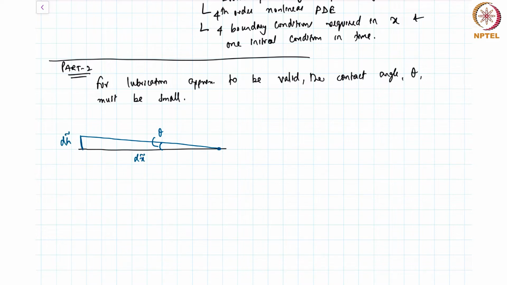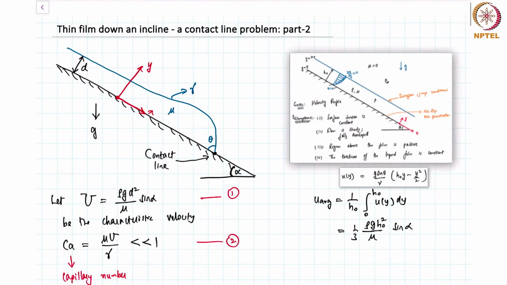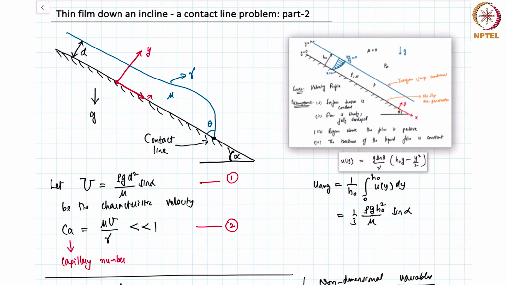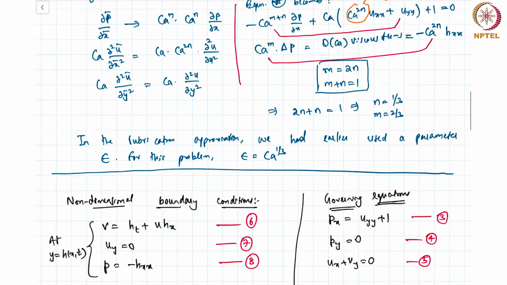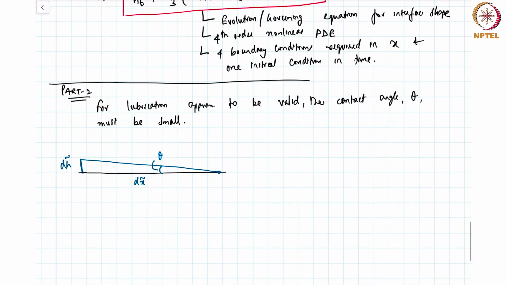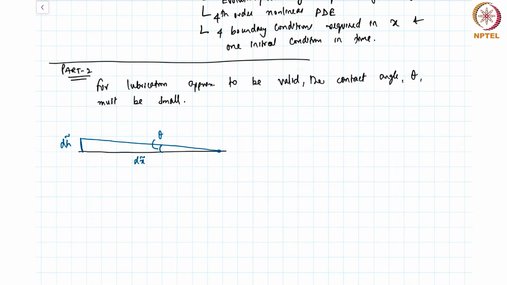So let's say dimensionally, this is how the thin film looks. If I take a small variation in x, then the change in the height would be given by dh. So in other words, this figure that we have drawn here is clearly not to scale. We are really looking at a small region here near the contact line. This is how it's actually supposed to look. It's supposed to be a very thin wedge.